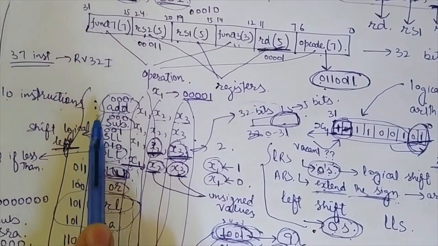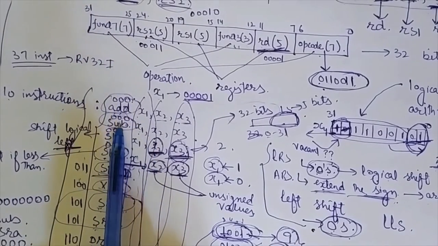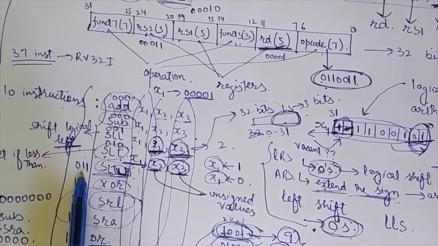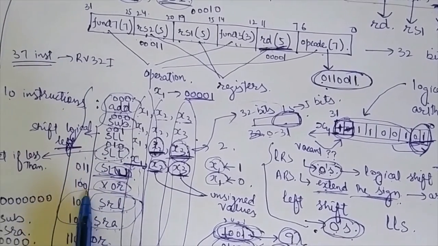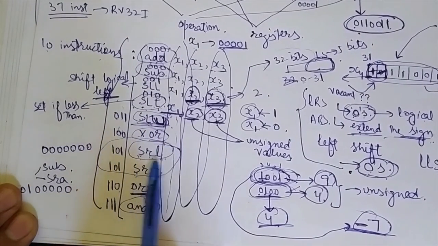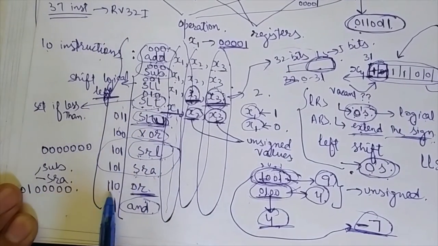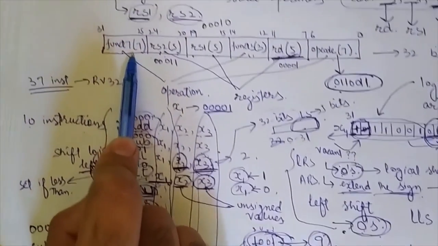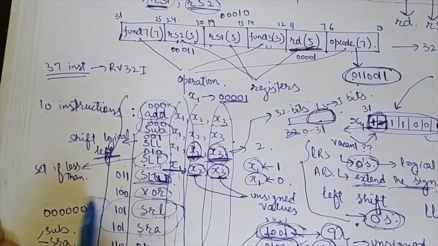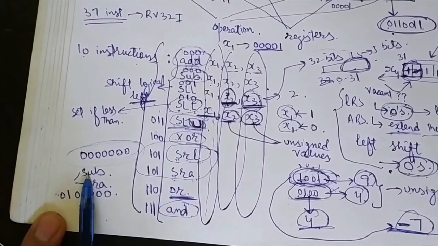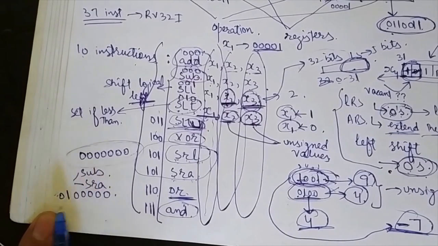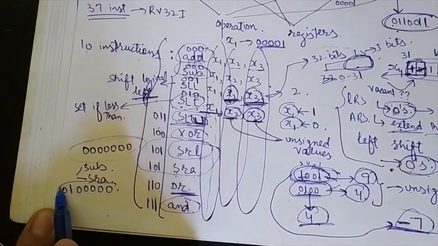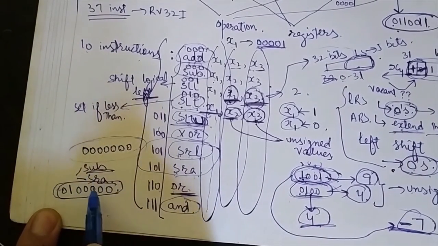FUNC3 is 000 for add, same for sub, 001 for SLL, 010 for SLT, 011 for SLTU, 100 for XOR, 101 for SRL, 101 for SRA, 110 for OR, 111 for AND. And FUNC7 is all 7 zeros for all instructions except sub and SRA. For sub and SRA, it is 0100000.